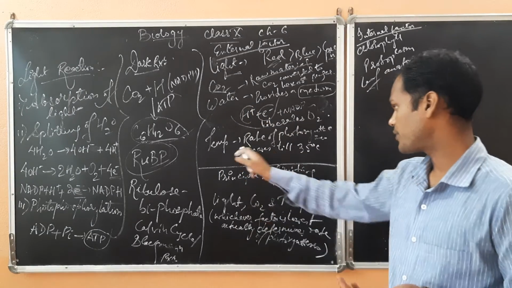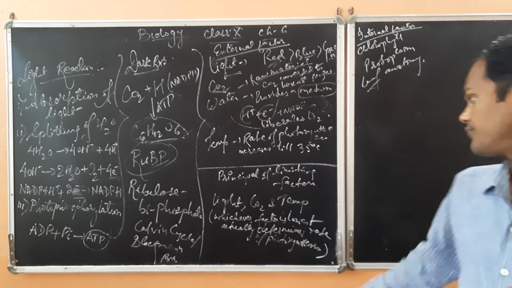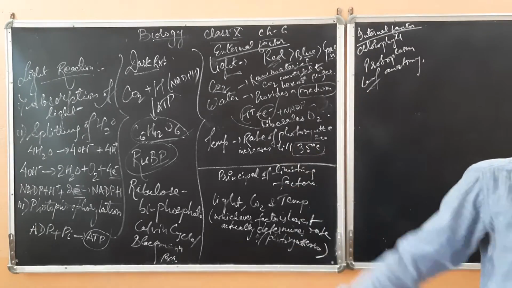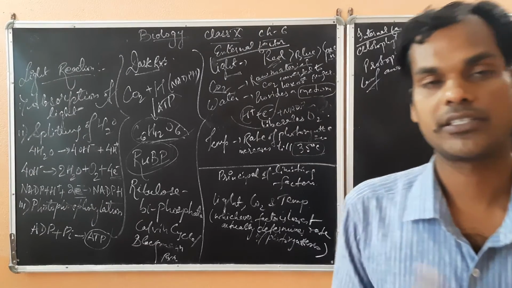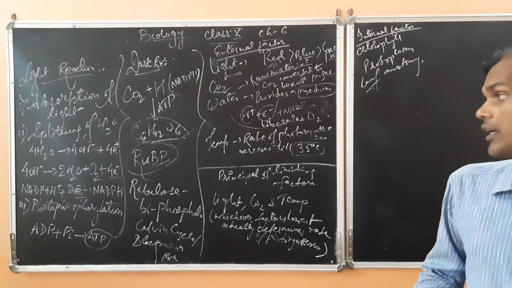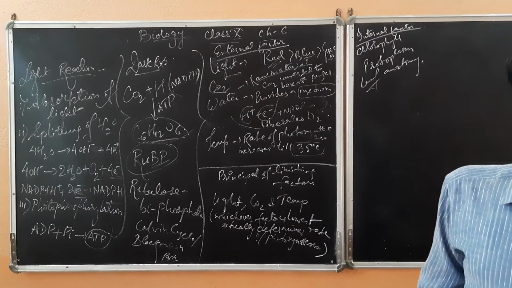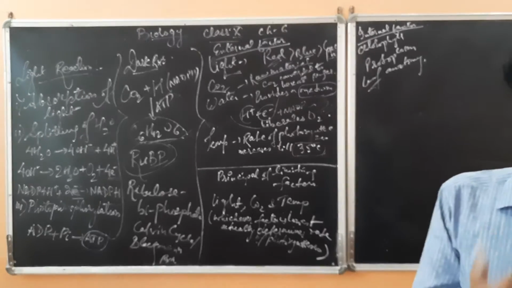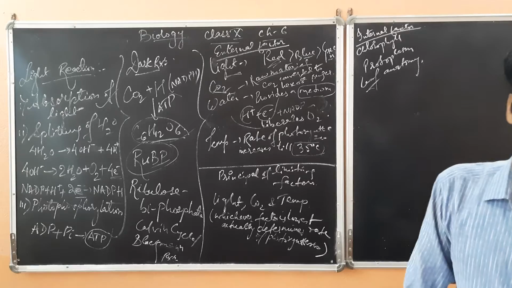Now coming on to the temperature, the rate of photosynthesis increases with increase in temperature. At 35 degrees, what happens? Every 10 degrees centigrade, the rate of photosynthesis doubles. So these are the external factors which are controlling the rate of photosynthesis. Now we have the principle of limiting factors.